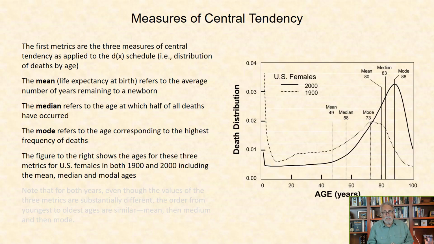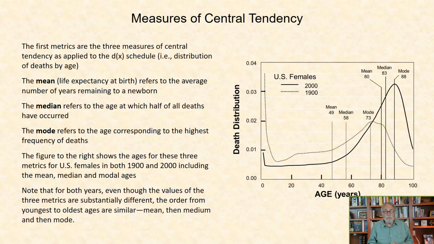The figure to the right shows the ages for the mean, median, and modal ages of deaths for U.S. females in both 1900 and 2000. Note that for both years, even though the values of the 3 metrics are substantially different, the order from youngest to oldest ages are similar between years. The mean, then the median, and then the mode.